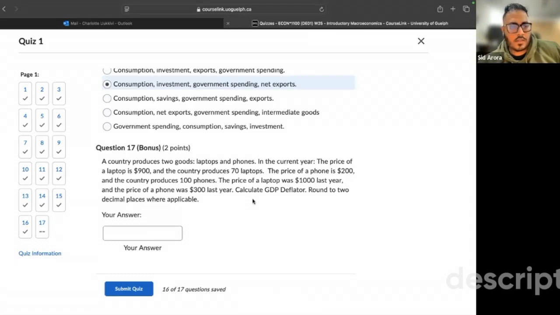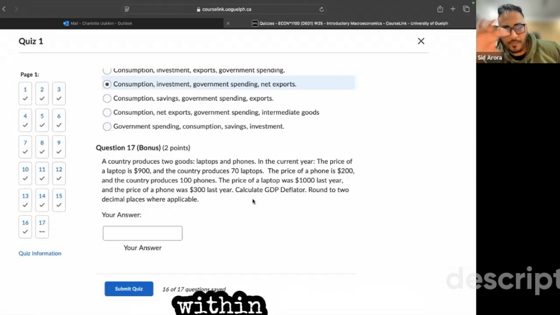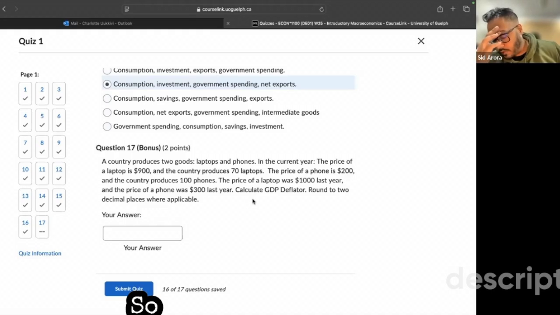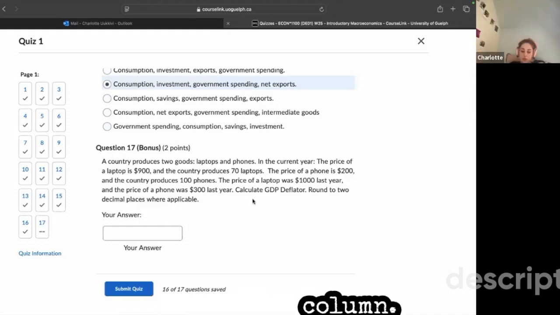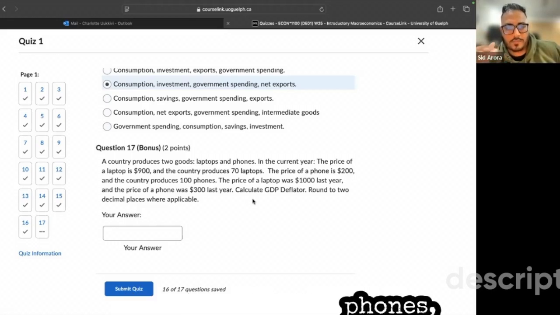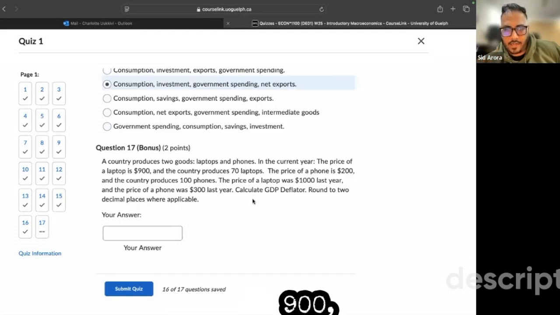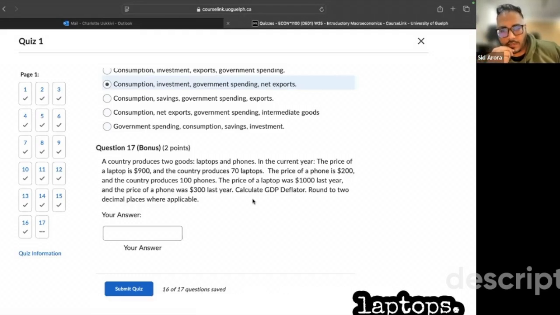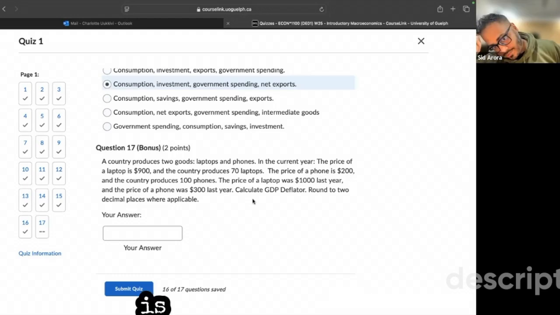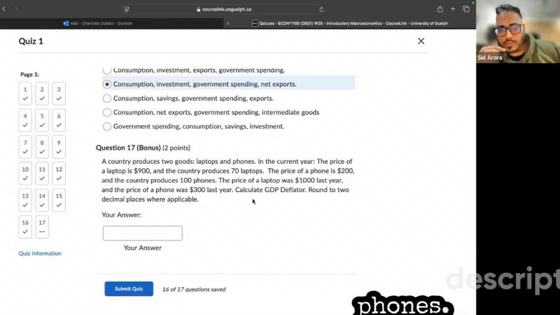Okay, so the quantity produced, actually in the current year, is 70. And we have two goods, so within production you need to have laptops and phones. You could make separate columns, or make laptops and phones rows. Okay. So in the current year, the price is 900 and the country produces 70 laptops. The price of a phone is 200 and the country produces 100 phones.